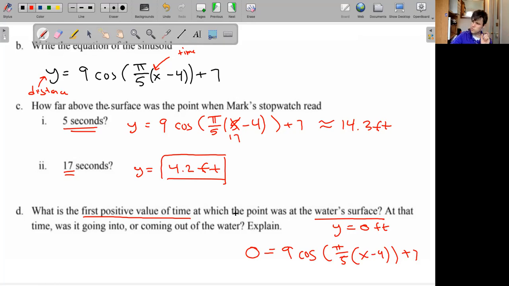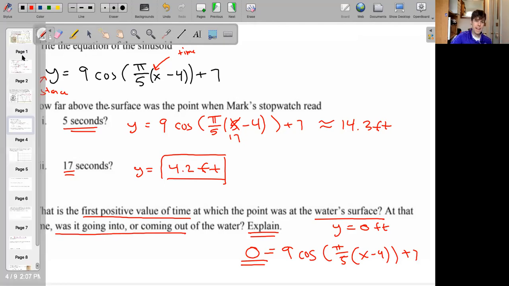But because of the specificity of this question, I can't be sure that this is the first time. This might be the first time when I solve it, but it might not be. It definitely will be some time when we're at 0, because that's the equation we're solving, but there's no guarantee that it's actually the first time. And answering whether it was going in or coming out of the water is going to be tricky. We really need to think about that by looking at the graph.